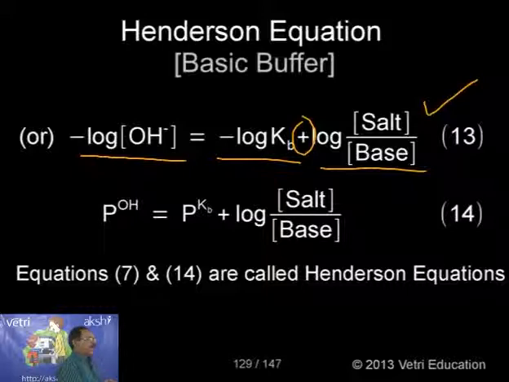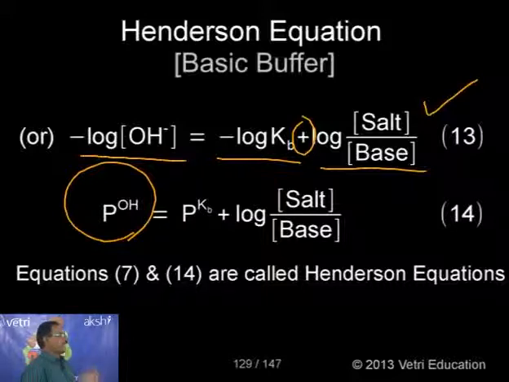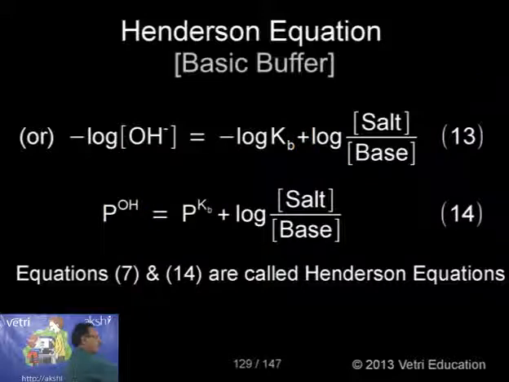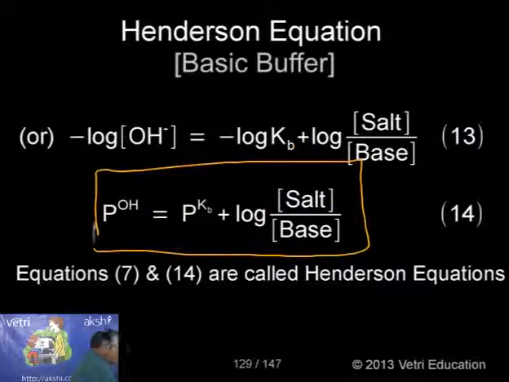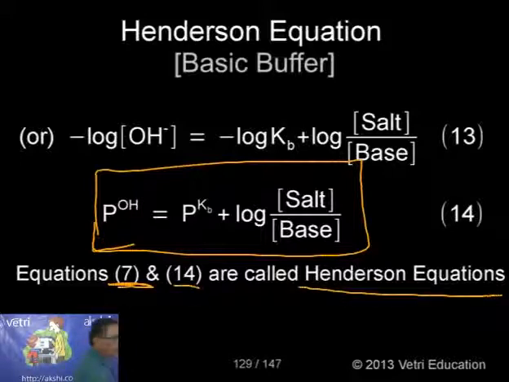Now I know from the definition what is pOH. pOH is nothing but the negative logarithm of OH minus, so I am substituting here. The same way, pKB is nothing but minus log KB. So I can now write this equation. Kindly follow. This is the Henderson equation for the basic buffer. So equation 7, which I have already indicated, and here 14 are called Henderson equations.